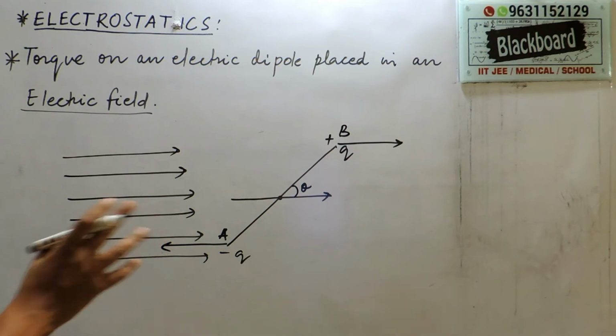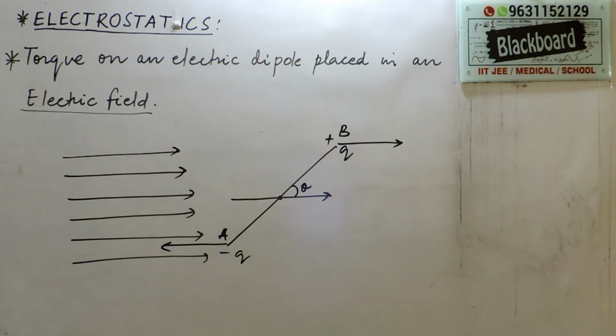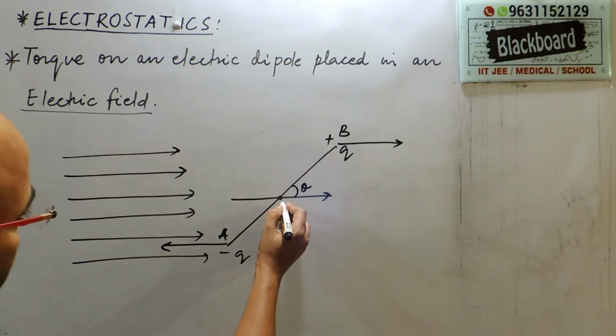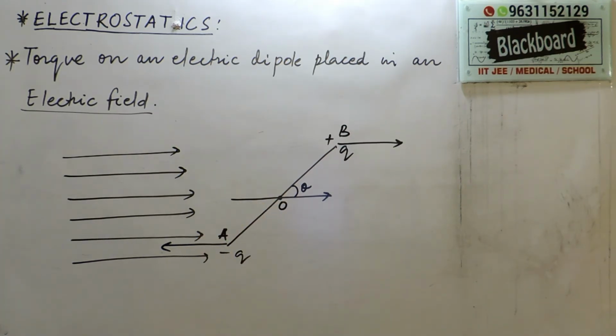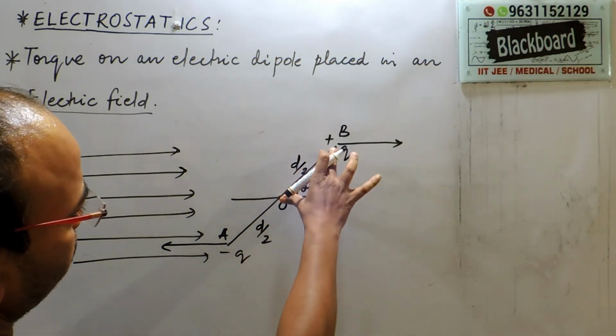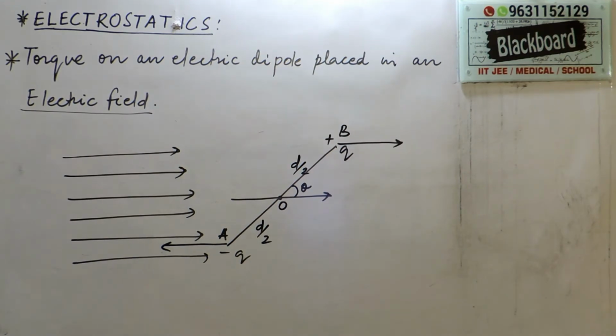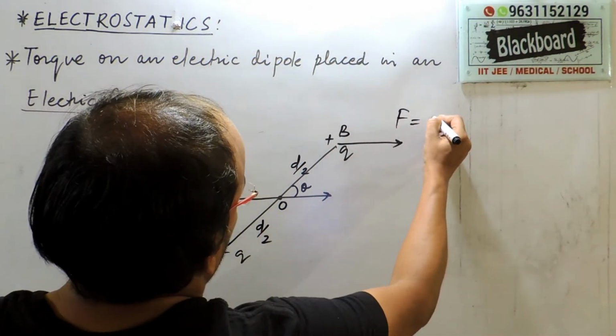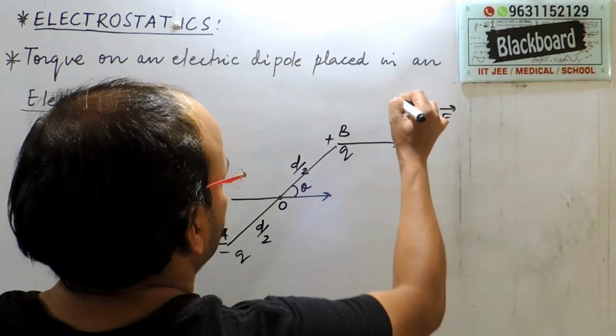Consider an electric dipole placed in a uniform electric field E. A dipole consists of negative and positive charge placed at A and B respectively. The midpoint of AB is O, and the length of the dipole is d. That means this will be d by 2 and this is d by 2, the whole length is d. Suppose the axis of dipole AB makes an angle theta with the electric field at a certain instant. The force on the positive charge q is F equals qE.